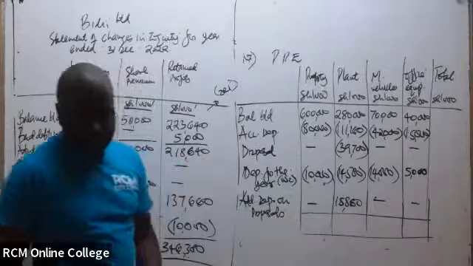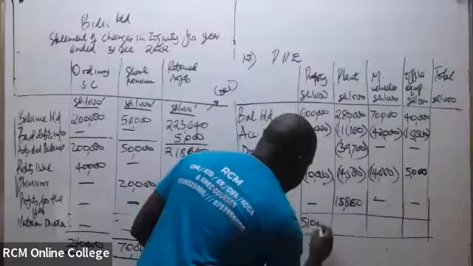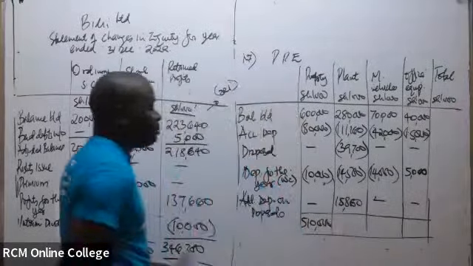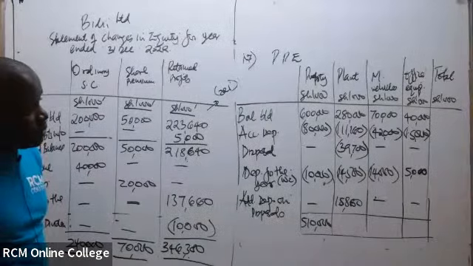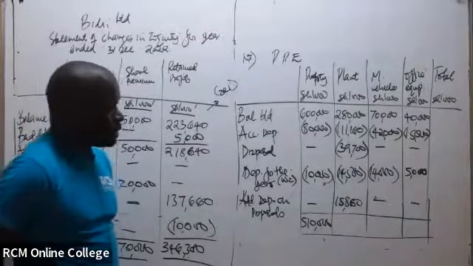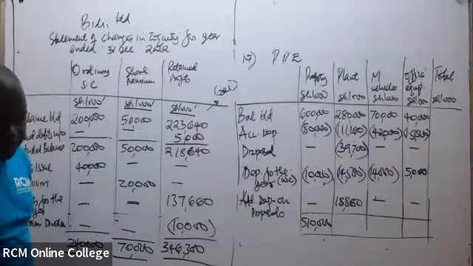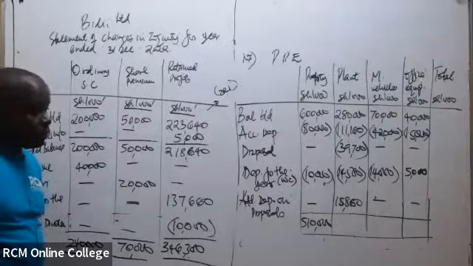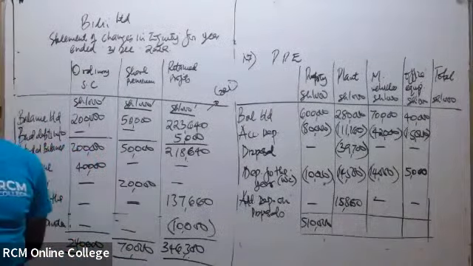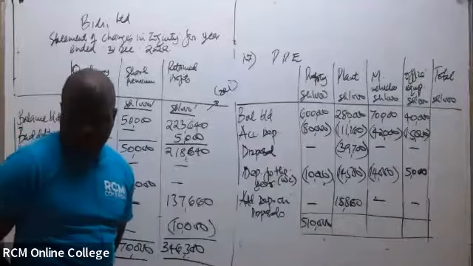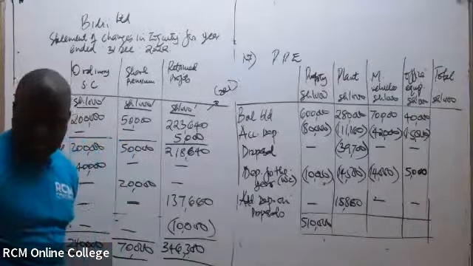I think it is 510. Is it 510? This one is 510 million. What about here, under plants? Under plants, how much are you having to get? Try to do the computation under plants and tell me the figure. 98,780.